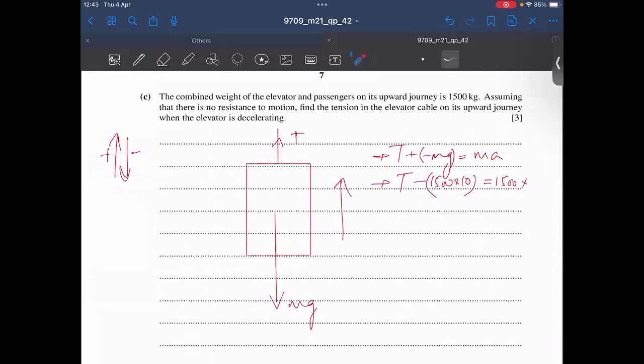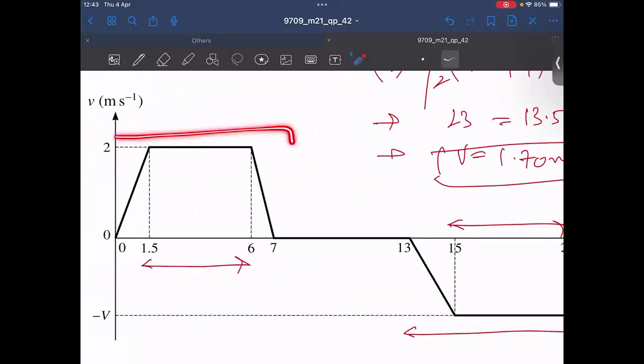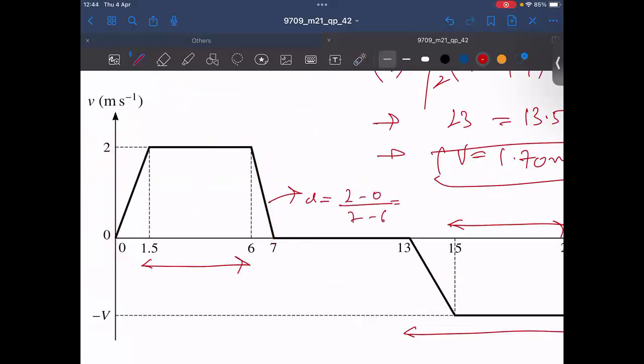Assuming there is no resistance to motion on its upward journey when it is decelerating, this section of the graph represents the upward journey, and within it this portion represents the deceleration of the elevator while moving upward. So how much is this? I'm going to calculate the gradient. It's going to be 2 minus 0 over 7 minus 6. No, it's going to be 0 minus 2.